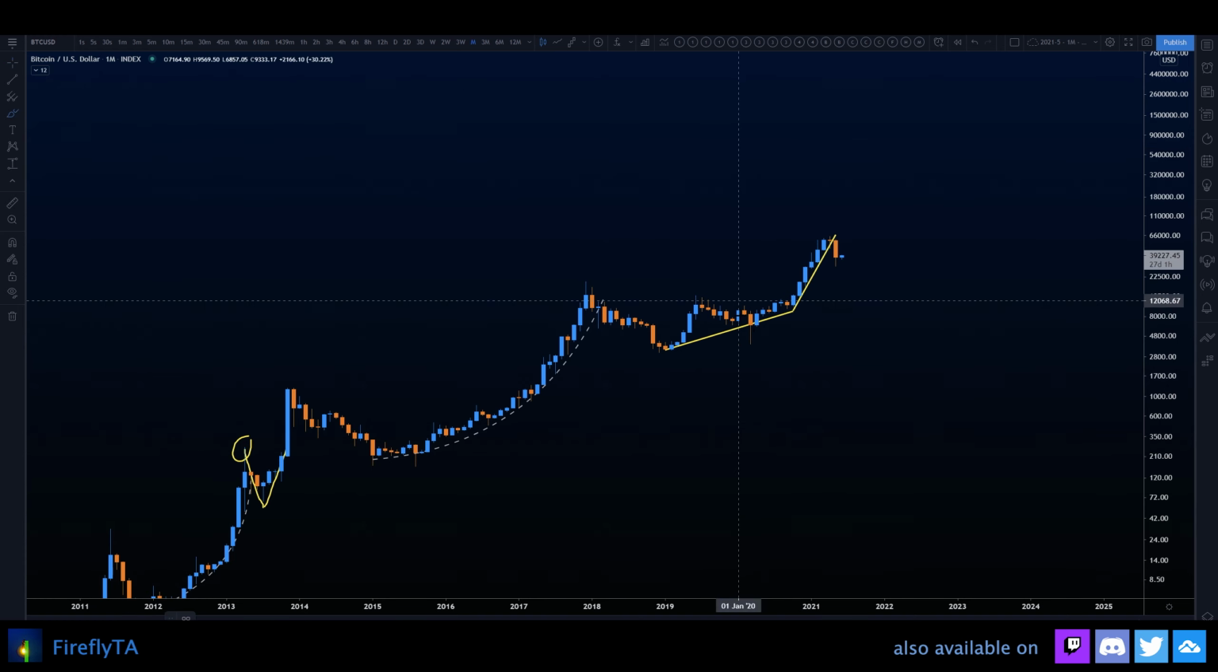However, when you look at the structure, it doesn't look healthy because it was too steep. This incline was too steep. It was not sustainable. We want to see something like this for a long-term bull market, or we want to see a trend, correction, trend continuation. Now what we're looking at is trend, correction, and we want to see continuation.